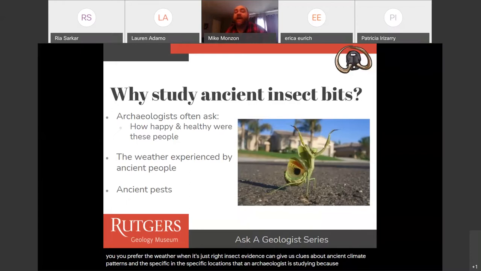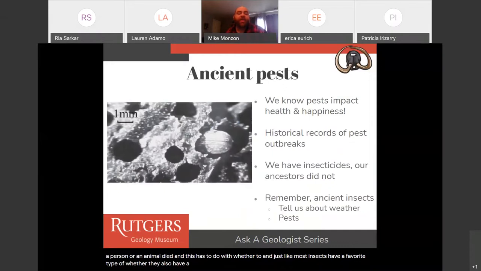In some cases, the insect parts can give us clues about the season of when a person or an animal died. And this has to do with weather too. And just like most insects have a favorite type of weather, they also have a favorite type of season. The second big way that I think insects can help in archaeology is to study ancient pests.